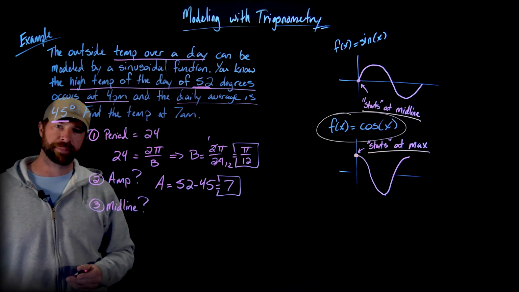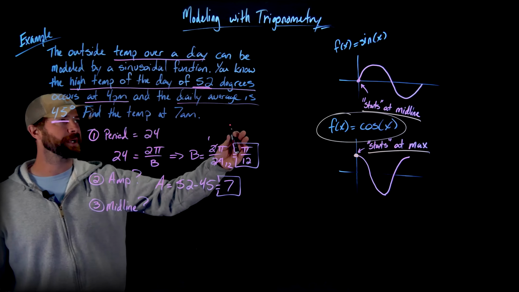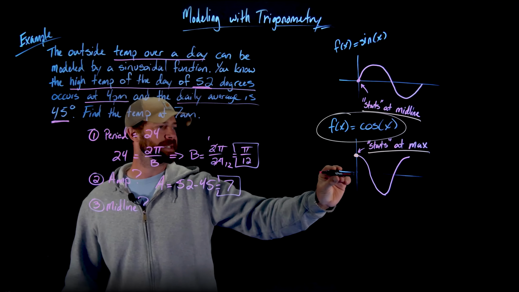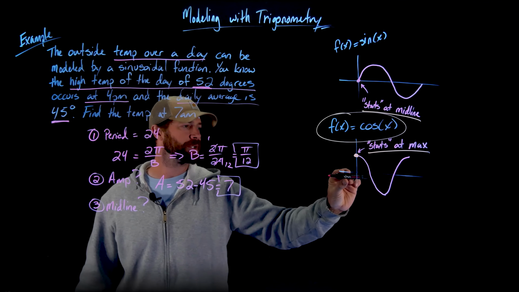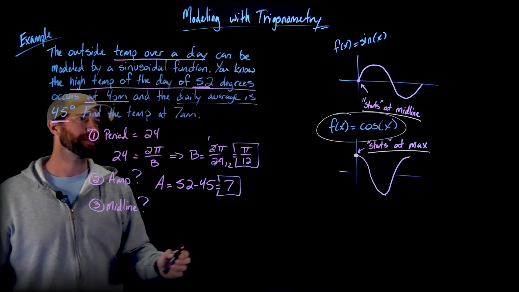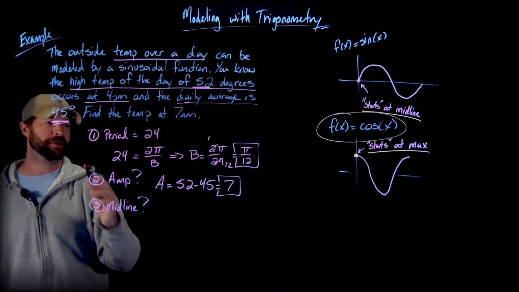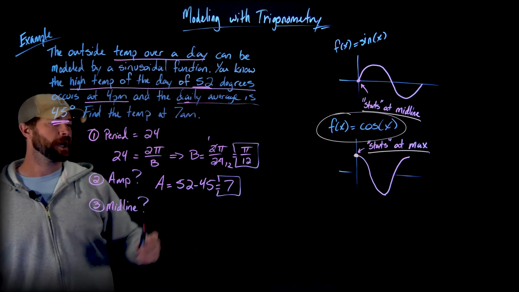Third up, I want to talk about the midline. The midline for an untransformed sine or cosine function is always here at 0. So the question is, this kind of average that runs through this function, where do I want that shifted? And they've clearly said it's at 45. So the average is at 45.